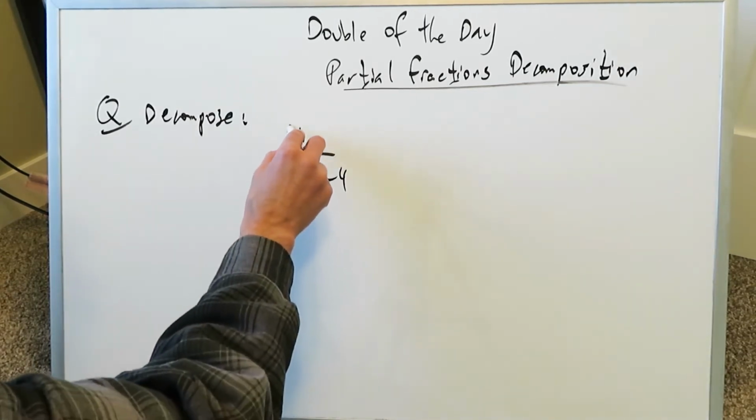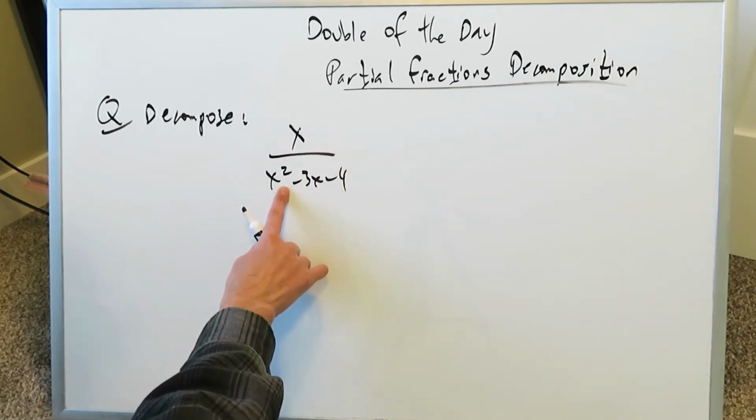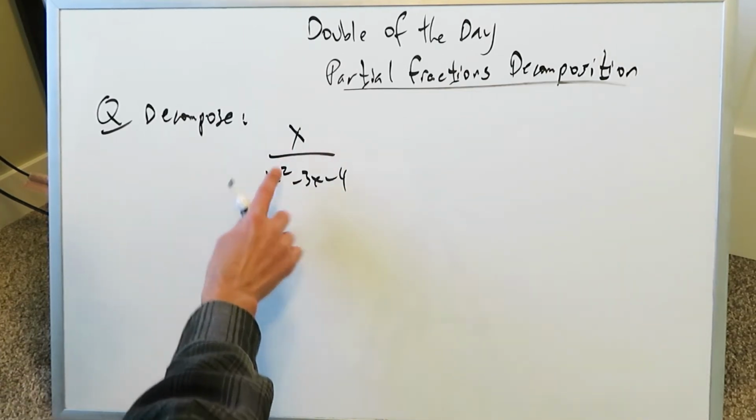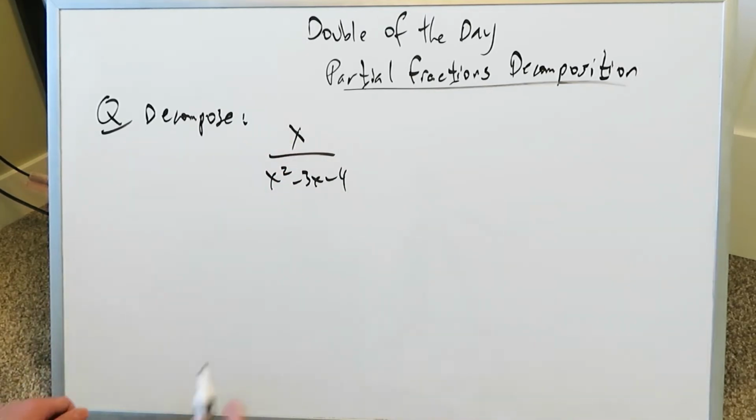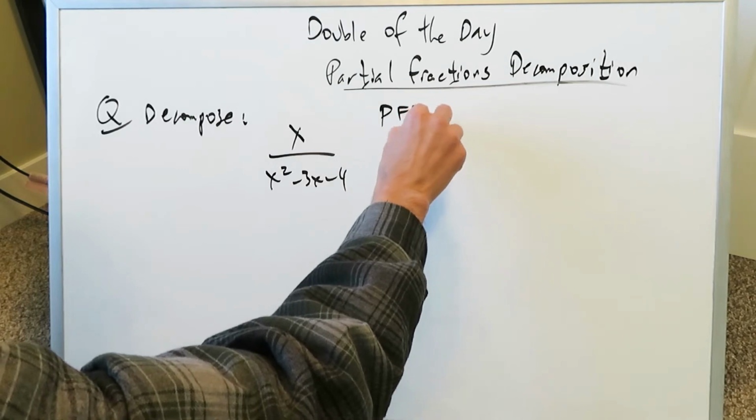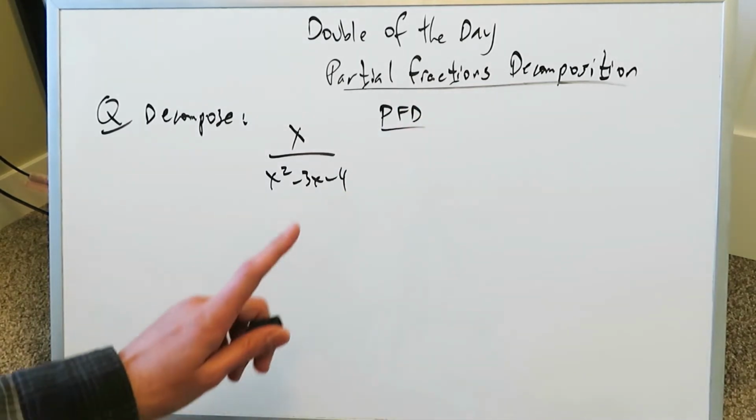Remember, you have a rational function here. Ideally, the order of exponents must be higher in the denominator polynomial than the numerator, and it is. This is an ideal classic technique example for PFD, partial fraction decomposition. I like to abbreviate that way.